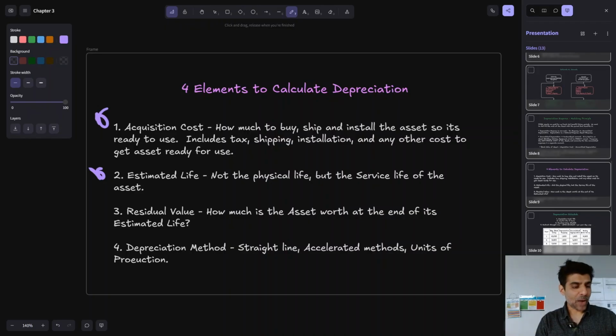So we have how many years or how long the company intends to use it. At the end of the life, like those FedEx vans, they have some residual value, right? The company can sell them and get something for it. So we need to know what that is. And then we need to know the depreciation method.